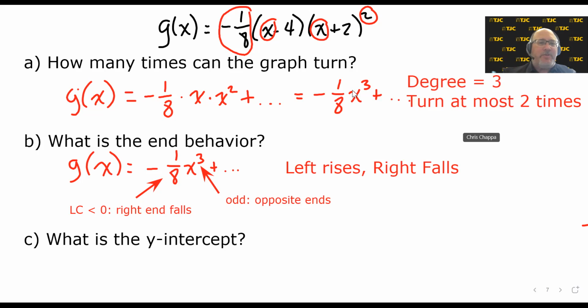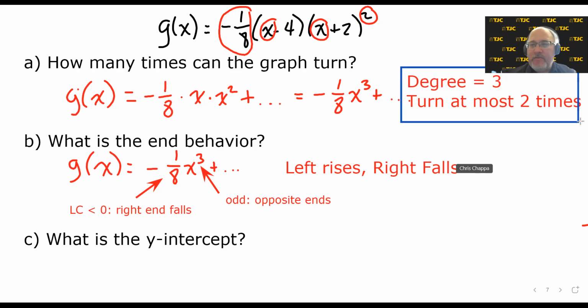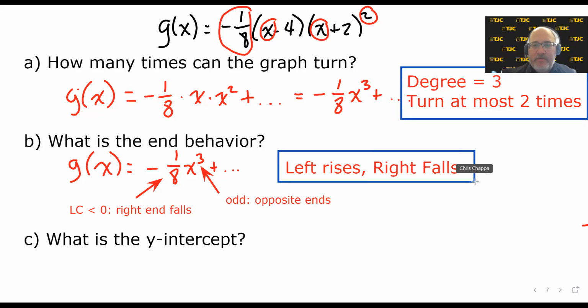Okay, let's put some blue boxes around the important information so that we can find it later. Okay, blue box here. Blue box here.